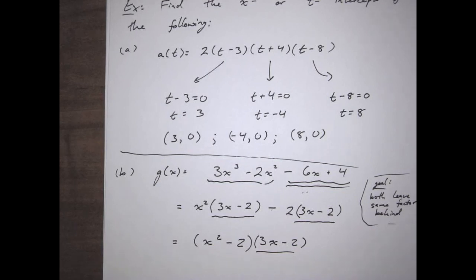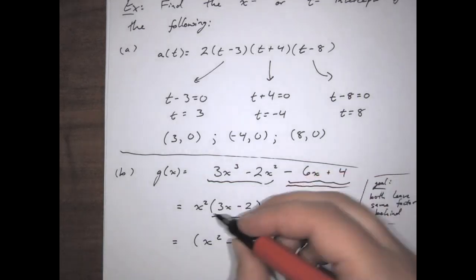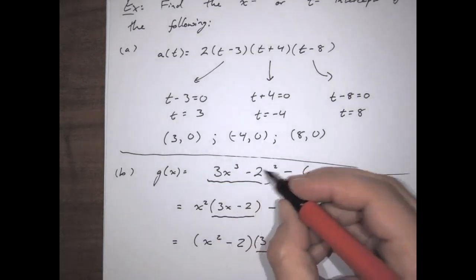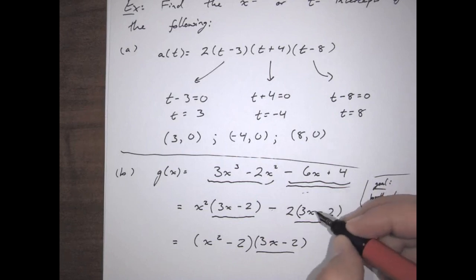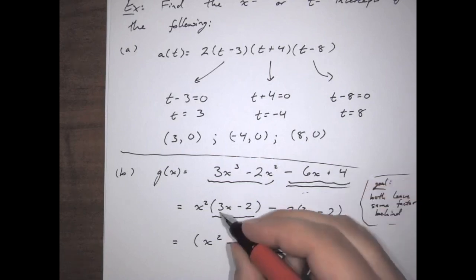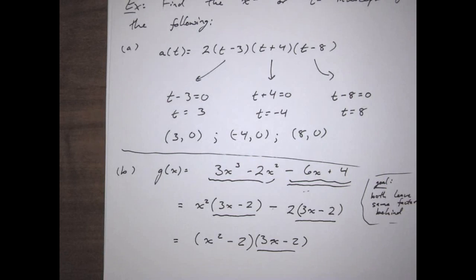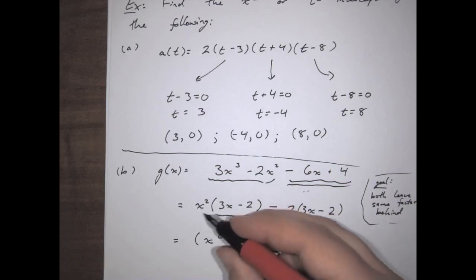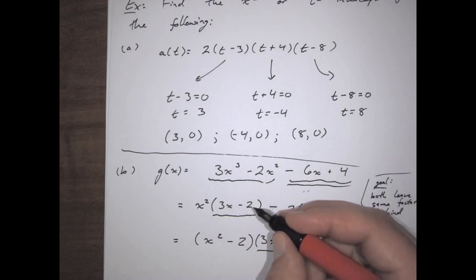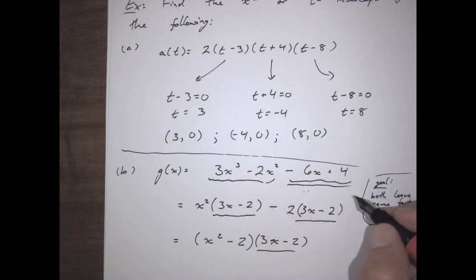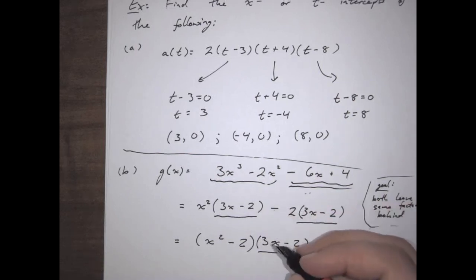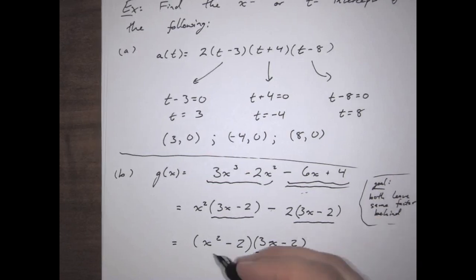So once again, you took them by pairs. You factored out the common factor from the first pair, and then you looked at what you needed to pull out from the second pair to make what was left behind match. And that would be a negative 2. So then you'd leave behind a 3x minus 2 in both cases. And then what that leaves you is an x squared times a 3x minus 2 and a negative 2 times a 3x minus 2. So you can pull out the 3x minus 2 from both cases, and that leaves behind an x squared minus 2.